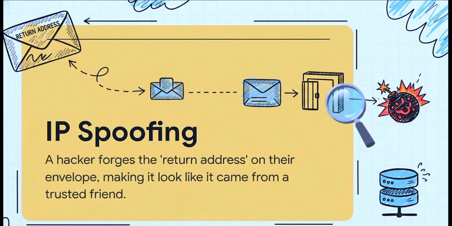All the attacker does is write a fake return address on their malicious envelope. The server they're attacking gets the packet, looks at the return address, and thinks, oh, this is from a trusted friend inside my own network. So it lets it right past the defenses. It's the digital equivalent of a Trojan horse.